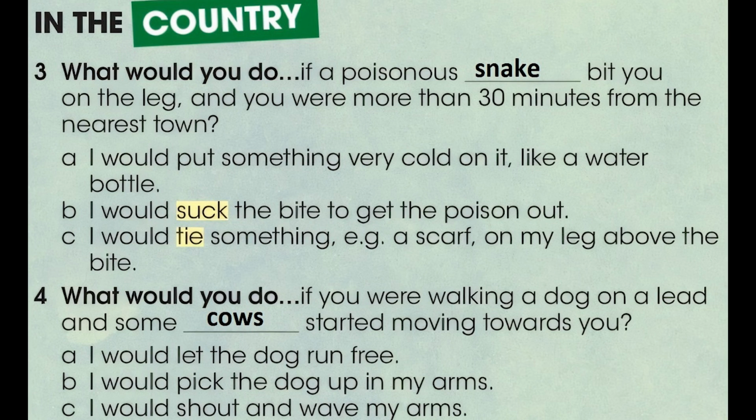Number 4. What would you do if you were walking a dog on a lead and some cows started moving towards you? A. I would let the dog run free. B. I would pick the dog up in my arms. C. I would shout and wave my arms. Now pause the video, choose the answers, and then check yourself.